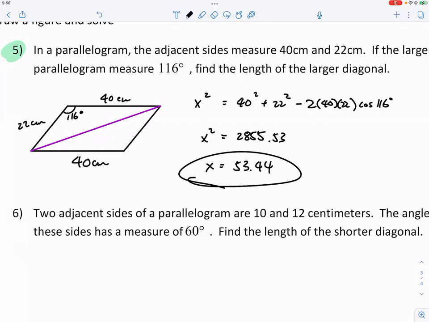For this length right here to be 53, does it make sense? Why does it make sense? Yeah, it's bigger than the other two sides because this is across the biggest angle. It's across the obtuse angle. So this purple side must be the longest out of all three sides. So that's how you can tell if it makes sense.